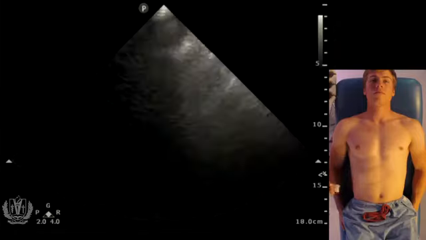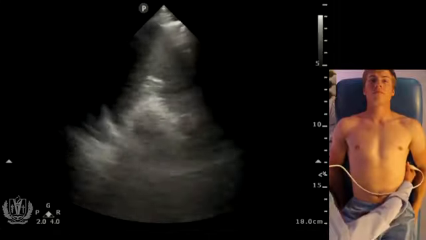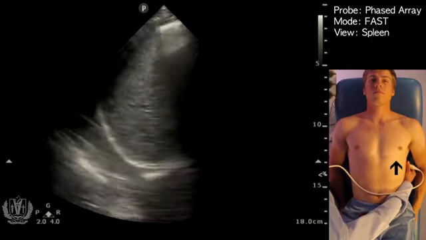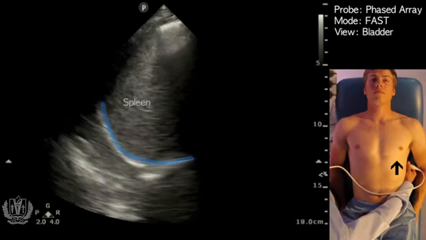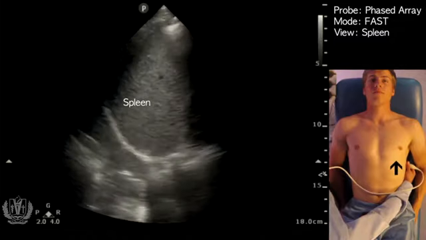The next scan you're going to do is the left upper quadrant scan. So this is knuckles to the bed, looking for fluid around the spleen. And here we see the spleen. And the fluid doesn't track between the spleen and the kidney usually, unless there's rupture of the splenorenal ligament.